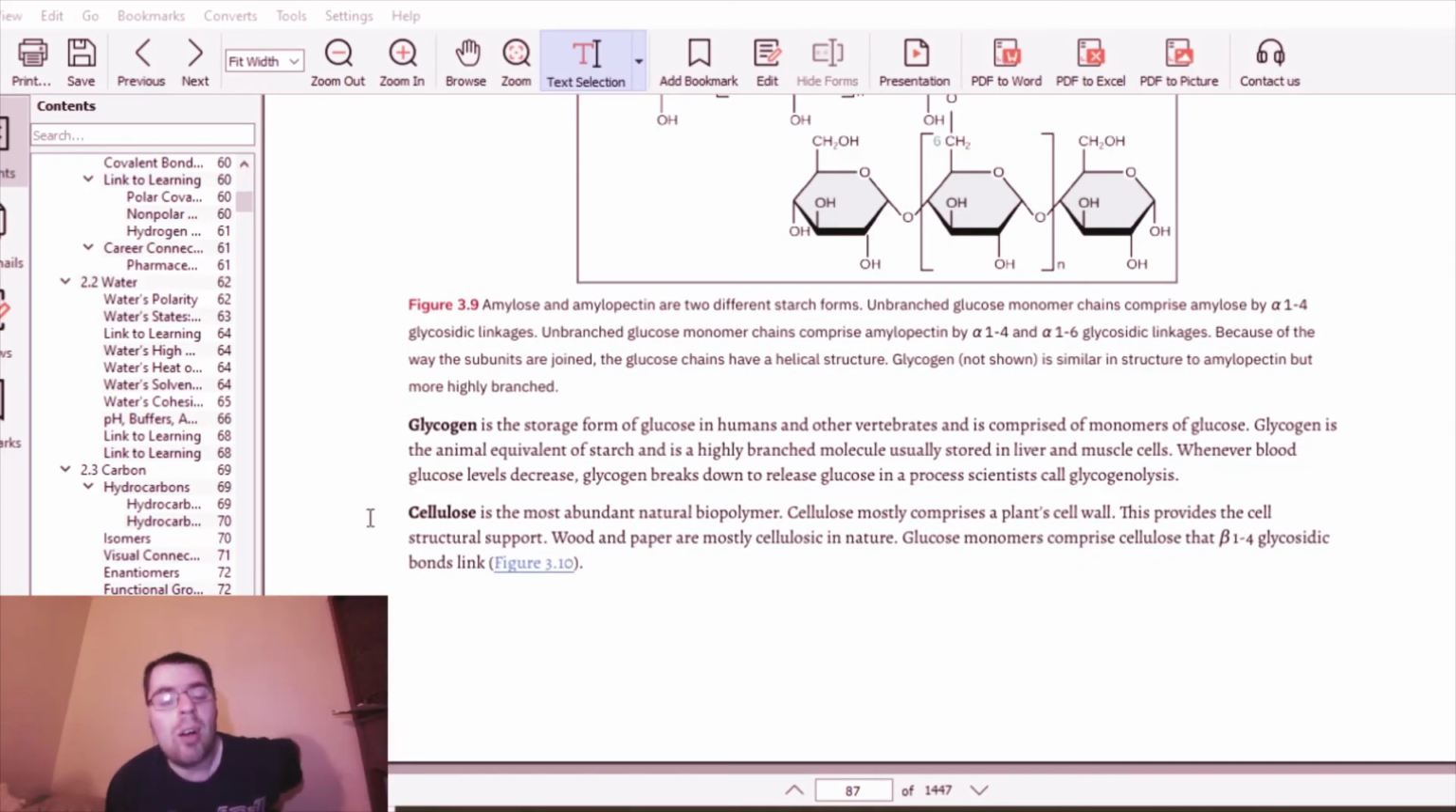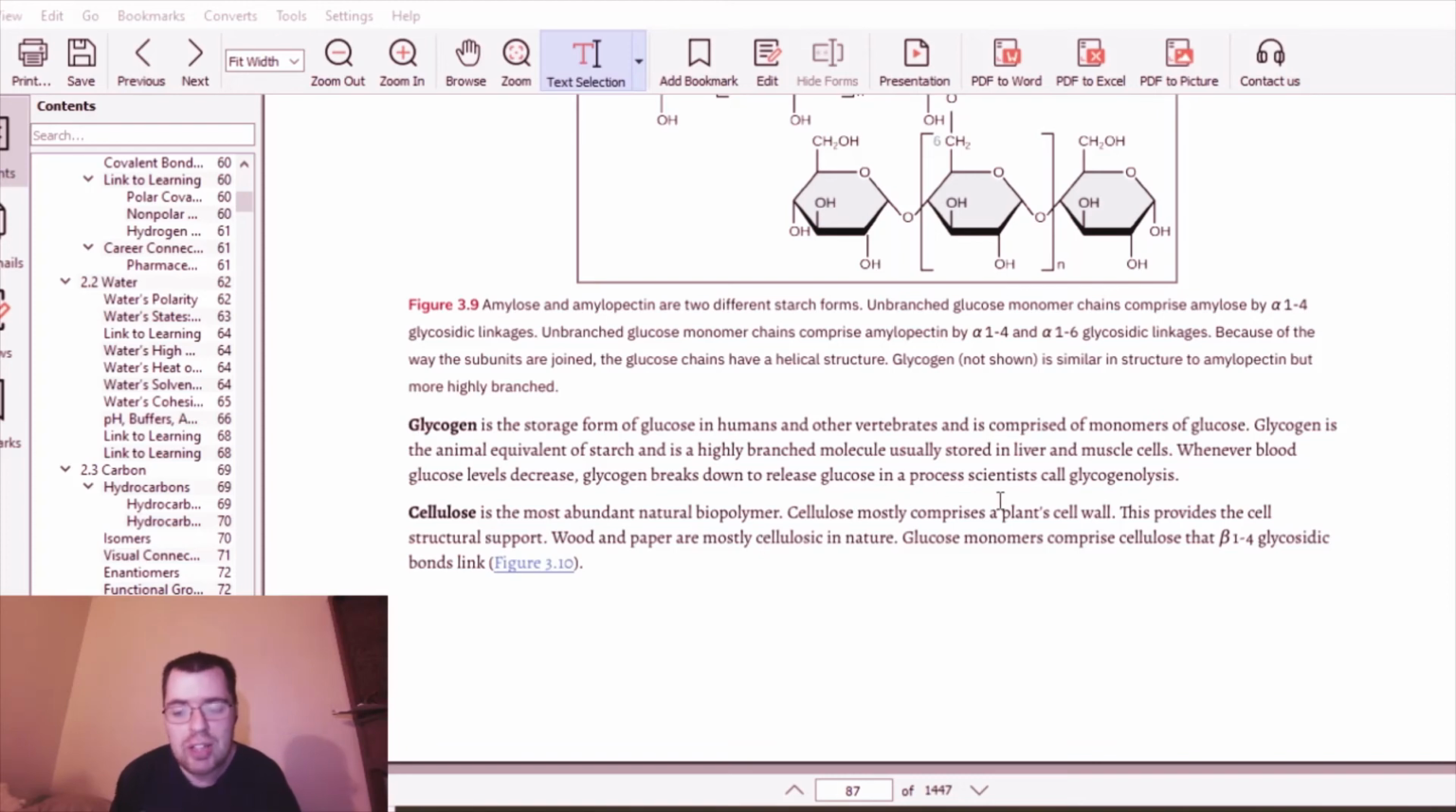Okay. Oh, sorry, glycogen. That's why I couldn't say earlier. While plants store carbs as starch, we store as glycogen. Glycogen is the animal equivalent of starch and is a highly branched molecule used to store glucose in liver and muscle cells. Whenever blood glucose levels decrease, glycogen breaks down and releases glucose in a process called glycogenolysis.